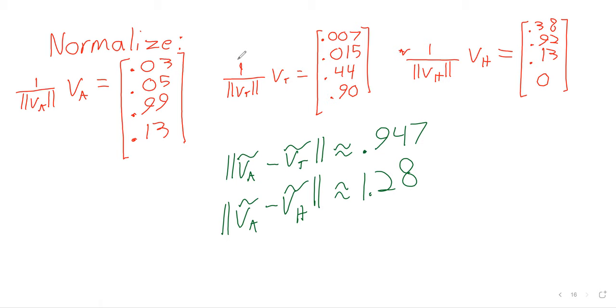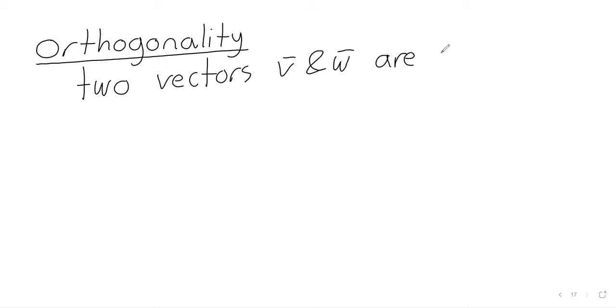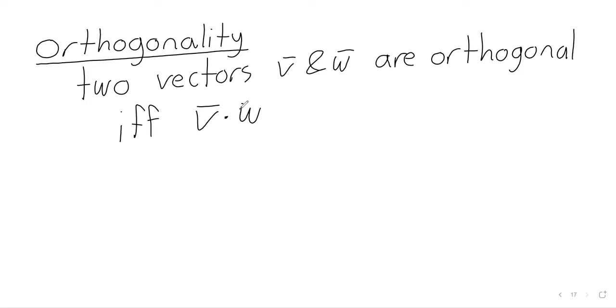This chapter contains a lot of definitions. A further major definition is orthogonality. We say that two vectors V and W are orthogonal if and only if their dot product is 0.